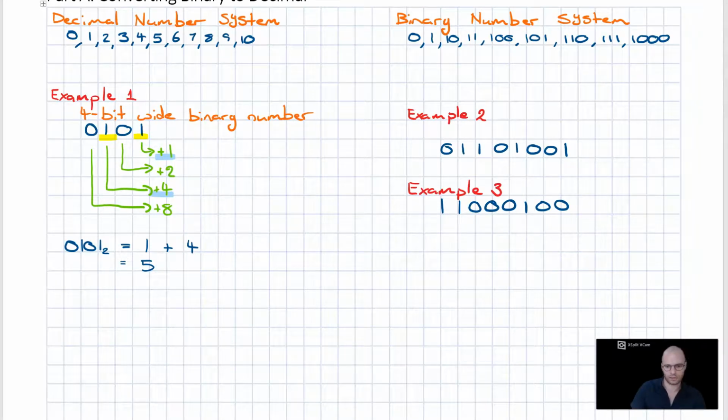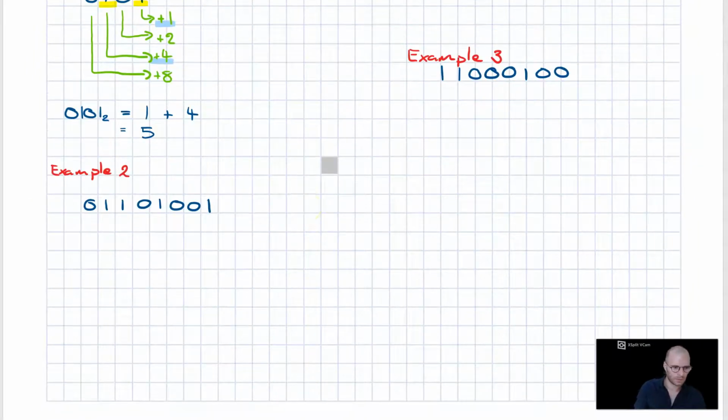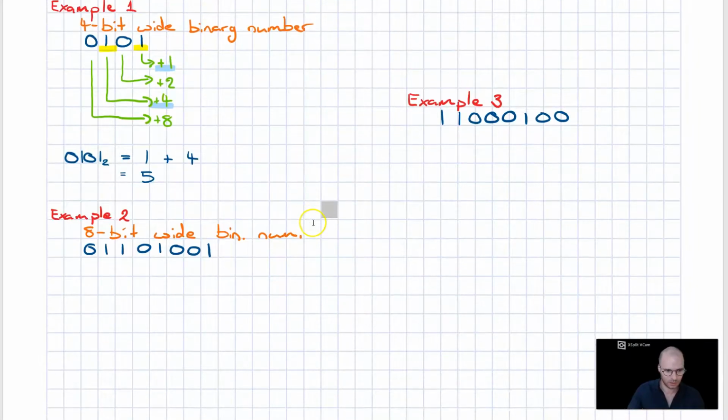Now, going over to example 2, we have a similar number, but it's a lot bigger. First thing we're going to notice is this number is not 4 bits wide, but rather it is 1, 2, 3, 4, 5, 6, 7, 8 bits. To convert this to a decimal number, we're going to use the same method as before. Firstly, underneath, I'm going to write plus 1. Then the next digit along, plus 2. Third digit along, plus 4. Fourth digit along, plus 8.